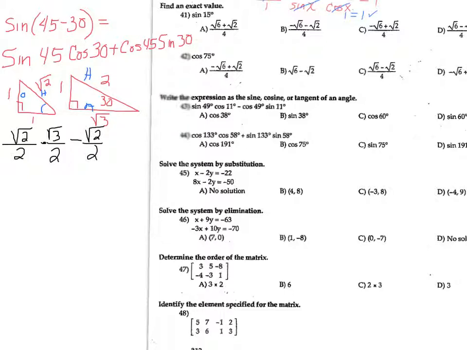What is cosine of 45? Square root of 2 over 2. Sine of 30 is 1 over 2. Okay, and then just multiply across, so that's going to be square root of 6 over 4 minus square root of 2 over 4. And that is the simplest form. So for number 41, it was D.